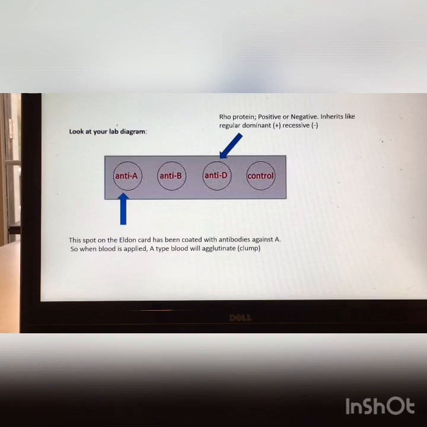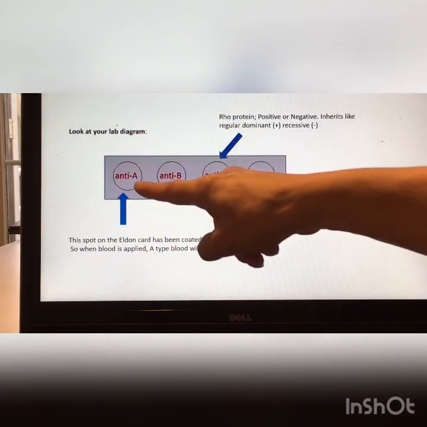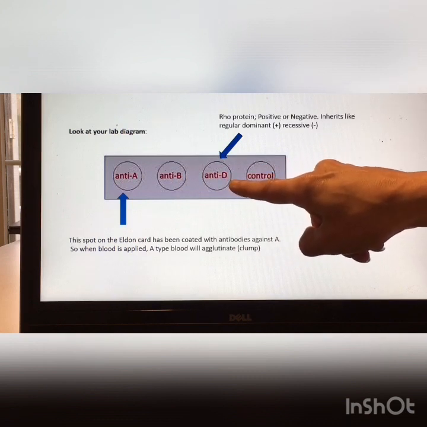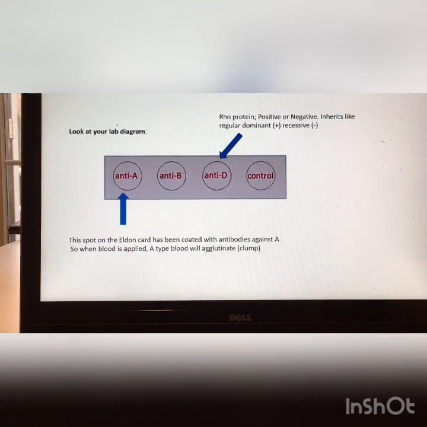So we're going to be doing a lab looking at results of a blood typing method called the Eldon Card. So basically you get a little card, and it is coated with a waterproof coating, and on the Eldon Card they put an antibody to A, an antibody to B, and an antibody to the Rh factor. So anti-D is the Rh factor, and then a control. And what they look for when they put drops of blood on it is clumping. And that clumping is called agglutination.